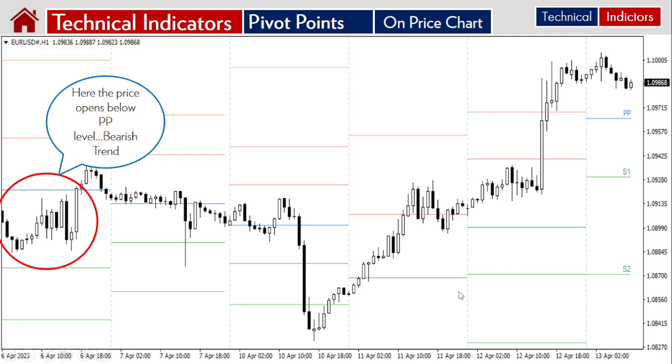When you look at the actual price chart, this is your PP level, the blue line, and when we apply it here, the price has actually opened below the blue line, so it means the market will be bearish. Here the price opens below the pivot point level, so it will be a bearish trend. You see the price has gone down, so then we can take a sell opportunity.